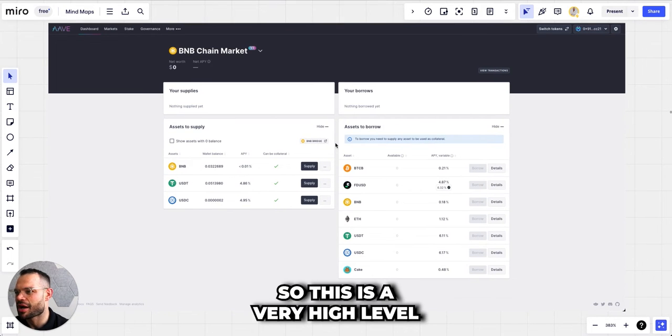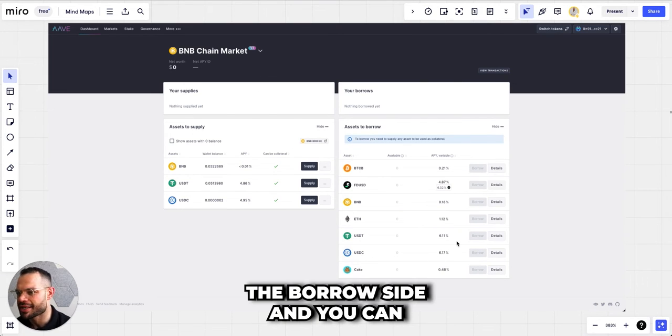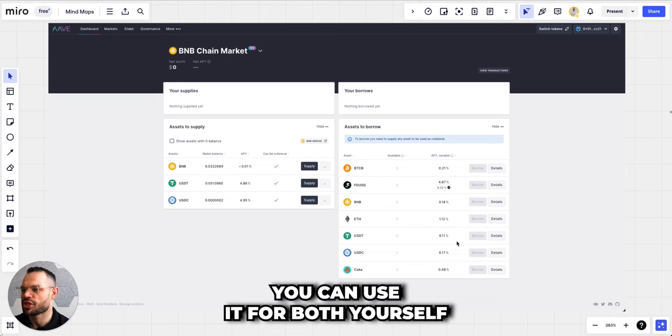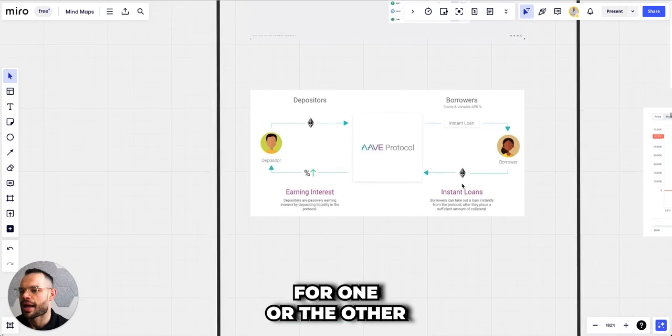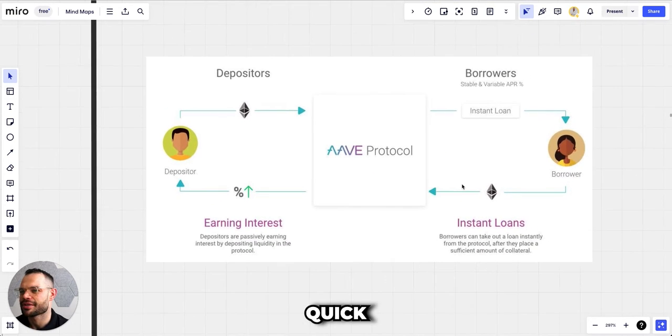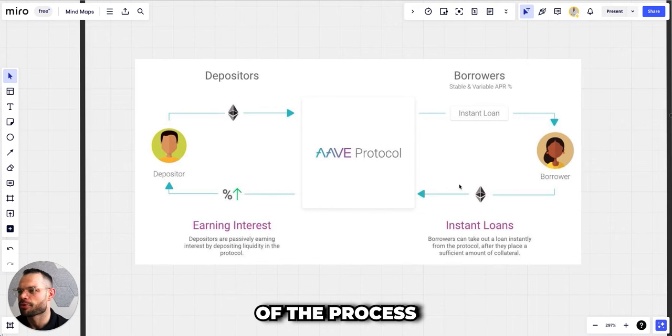So this is a very high level snapshot of what it looks like. You've got the supply side and you've got the borrow side, and you can use it for both yourself, or you can use it for one or the other. In short, this is a very quick snapshot of the process and how it works.